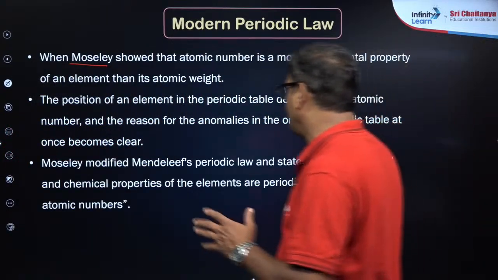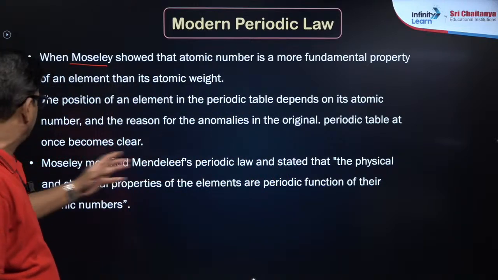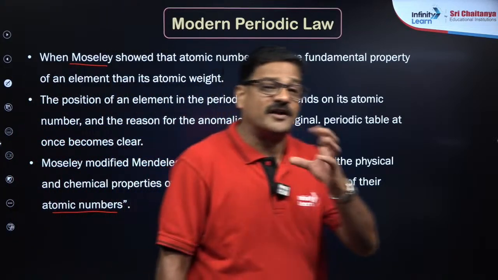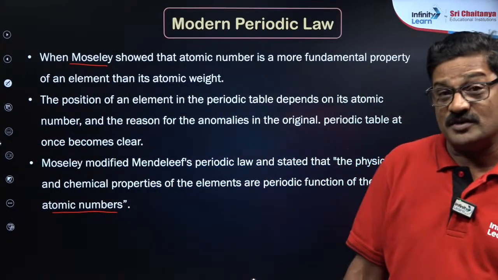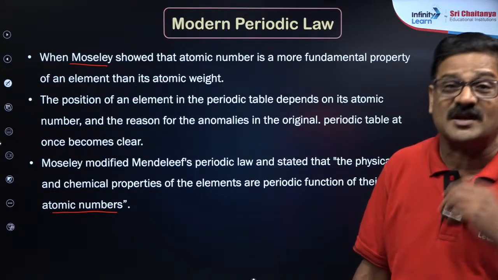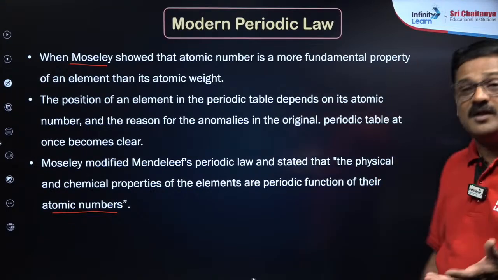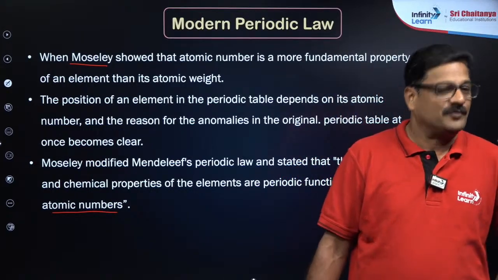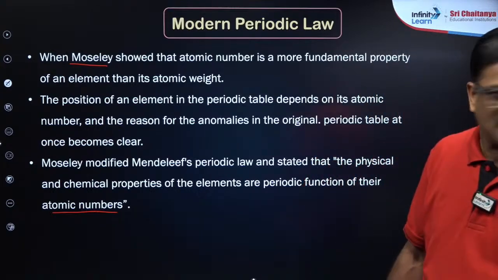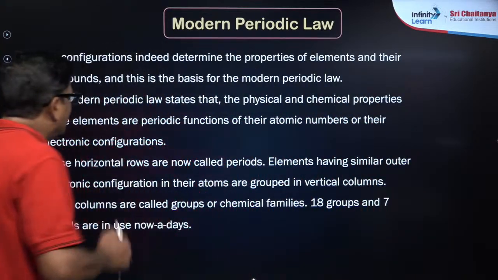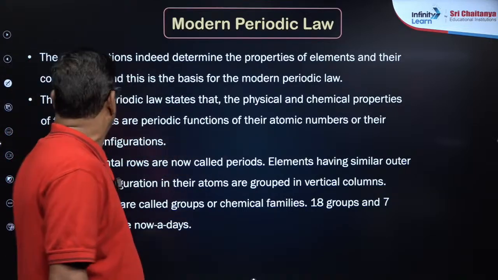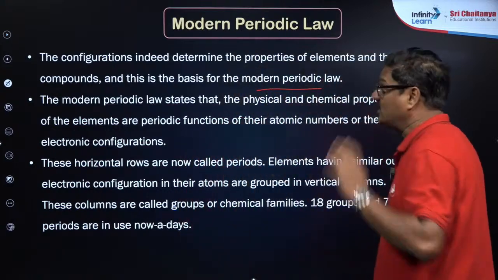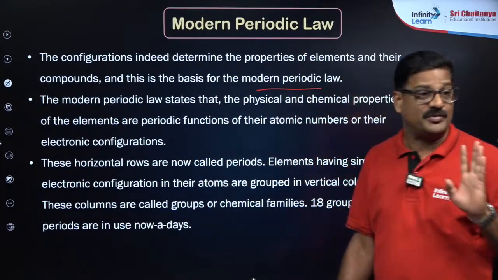This modified Mendeleev's periodic law and stated that physical and chemical properties of the elements are periodic functions of their atomic number. If you are given the atomic number, you can also give the electronic configuration. So the periodic table was modified according to electronic configuration; that is called the modern periodic table. The electronic configuration is needed to determine the properties of the elements and compounds, and it is the basis of the modern periodic table.